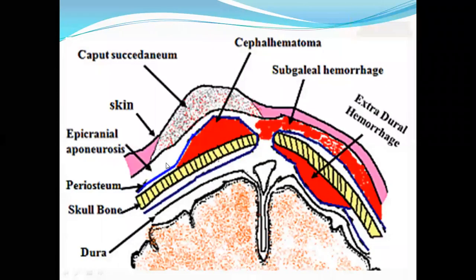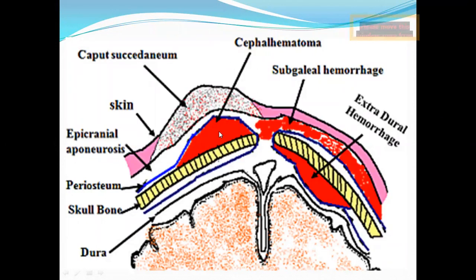There is one more condition which I told you, cephalohematoma, where you will see a collection of blood. It may be just below the periosteum, or it may be below the third layer, the subgaleal layer, like the epicranial aponeurosis. Below that layer, in the loose connective tissue layer, a lot of blood may collect. You call it a subgaleal hemorrhage. Collection in the periosteum is cephalohematoma. Collection of water is caput succedaneum, which we usually see during prolonged labor.